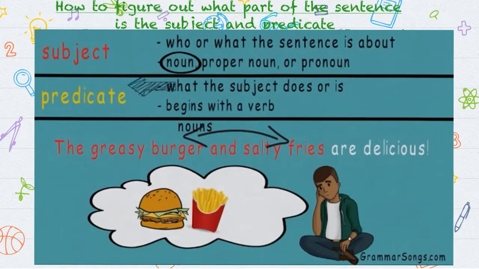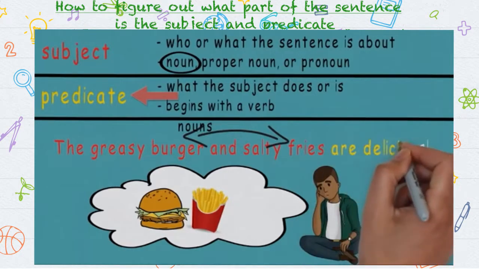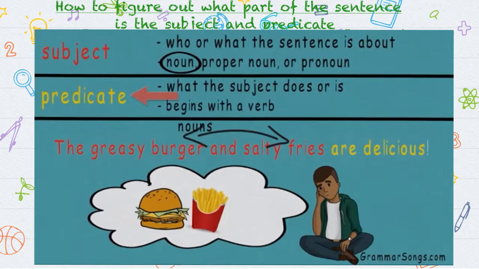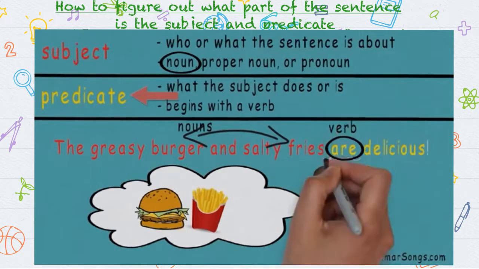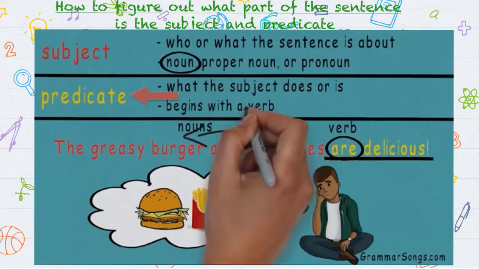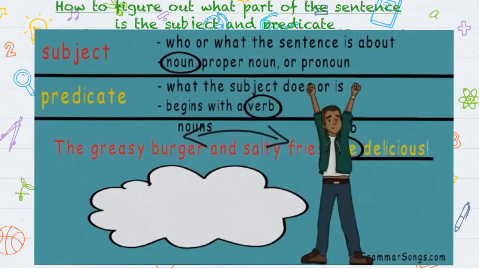Now I need to find my predicate. What did the greasy burger and salty fries do? Well, they didn't do anything. They just are delicious. Are delicious is my predicate. Are is a linking verb that connects information. So my predicate, are delicious, begins with a verb. Wait, they're delicious. Yum.